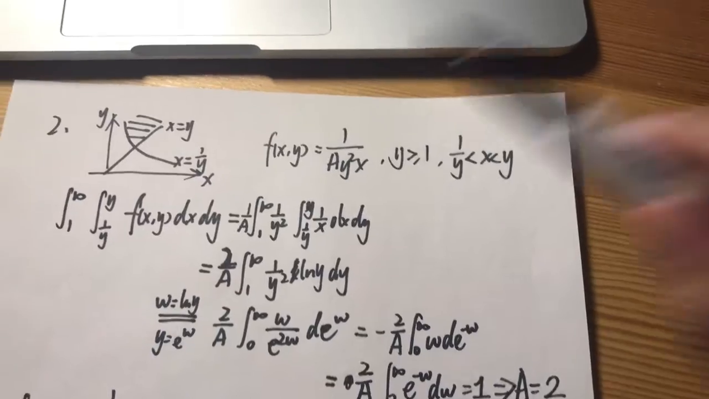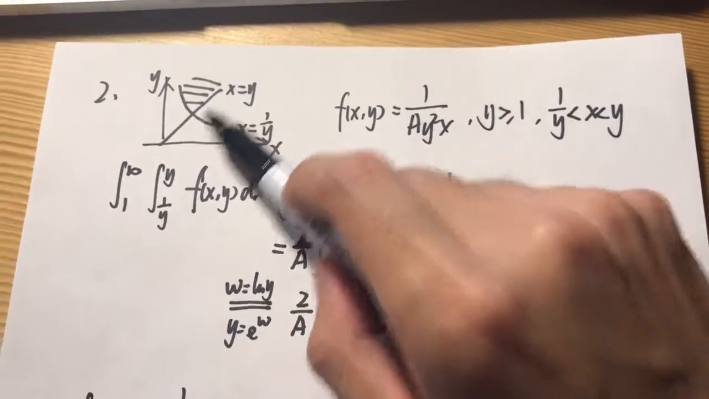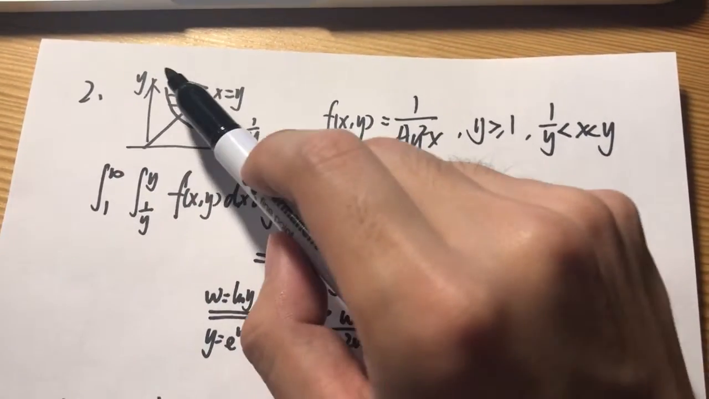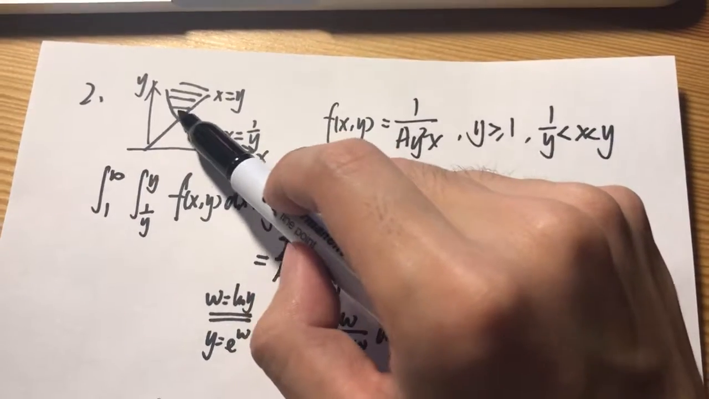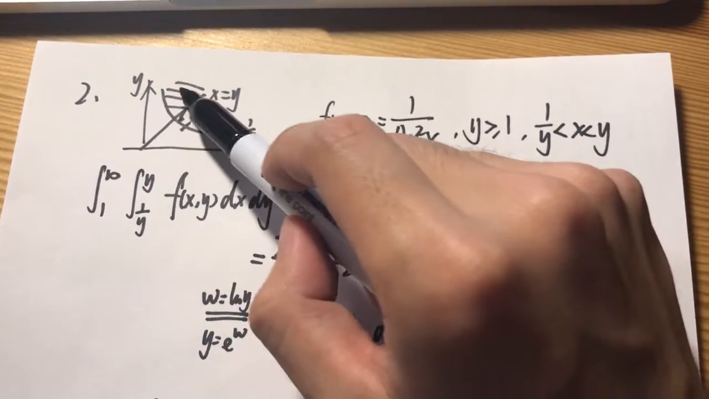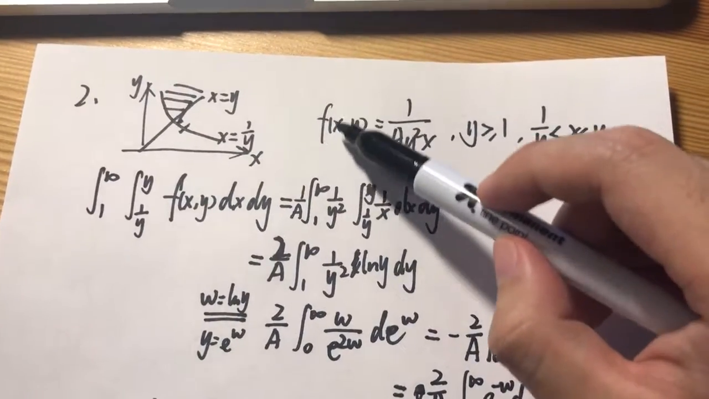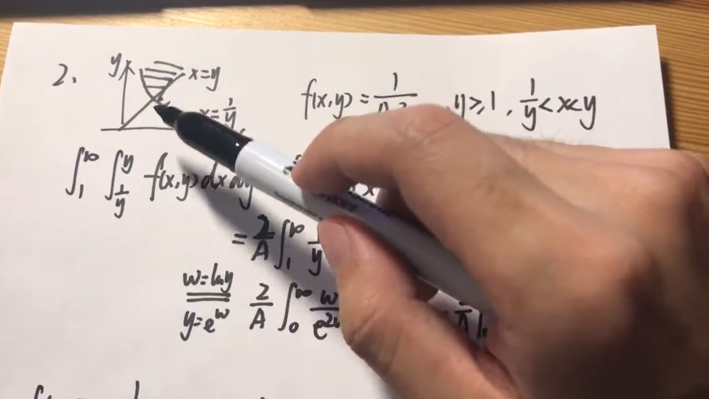So we have two lines here, and according to the relationship, we have the area above this intersection. This is where f, the density function, should be.